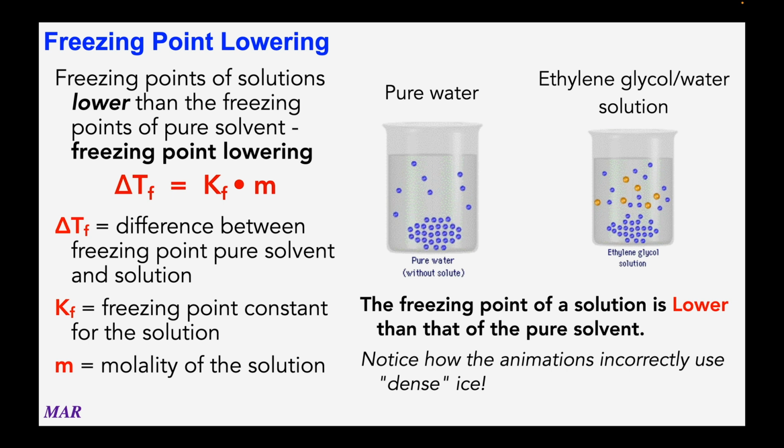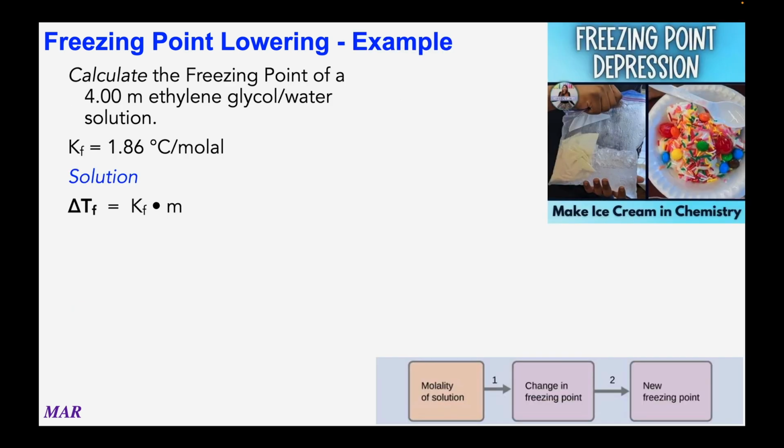So if water normally freezes at 0 Celsius, the solution might have a freezing point of, say, -5 degrees Celsius, something lower than that. So it's pretty cool. A solution will have a higher boiling point than a normal solvent, it'll have a lower freezing point than a normal solvent, and it will have a lower vapor pressure than the regular solvent.